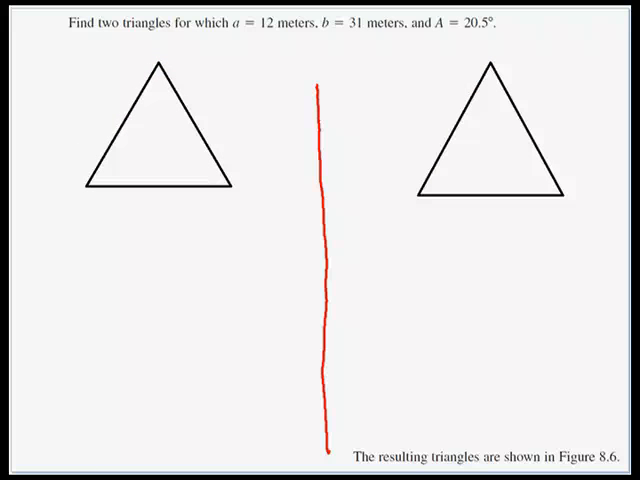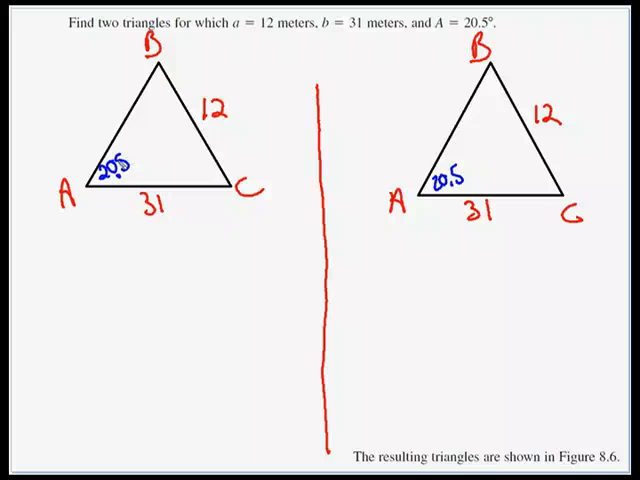And again, I label my triangles ABC clockwise from bottom left. You don't have to, as long as you make sure the side across from angle A is 12. This is also 12. B is 31. And now angle A is 20.5 degrees. These are the measurements that are set in stone. They will not change. So first, we're going to come over here and start to set up our proportion.